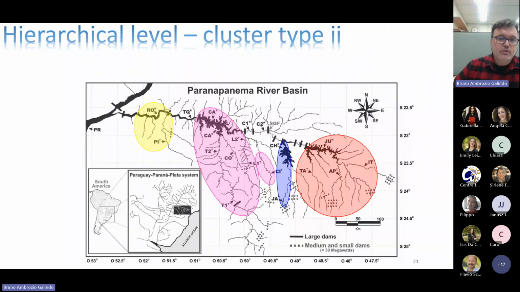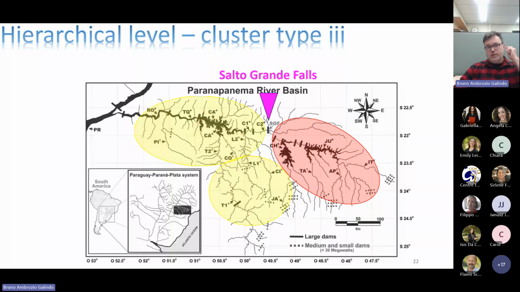For the second hierarchical level, we grouped each reservoir with its tributaries. So here I have Rosana Reservoir and its tributary, Capivara Reservoir and its tributaries, Chavantes Reservoir and its tributaries, and Jurumirim Reservoir and its tributaries. And the third hierarchical cluster was, we grouped all collection sites downstream the Salto Grande Falls, that is a natural barrier, and all collection sites upstream Salto Grande Falls.